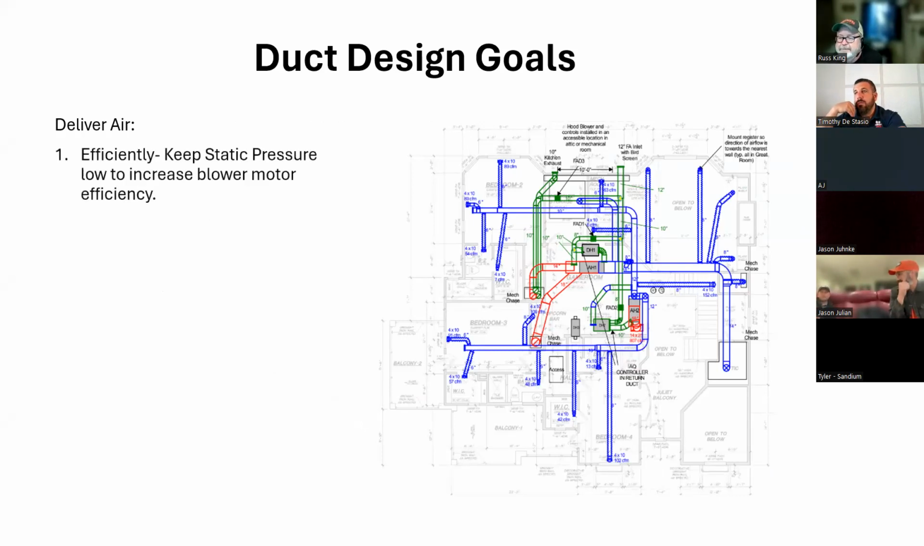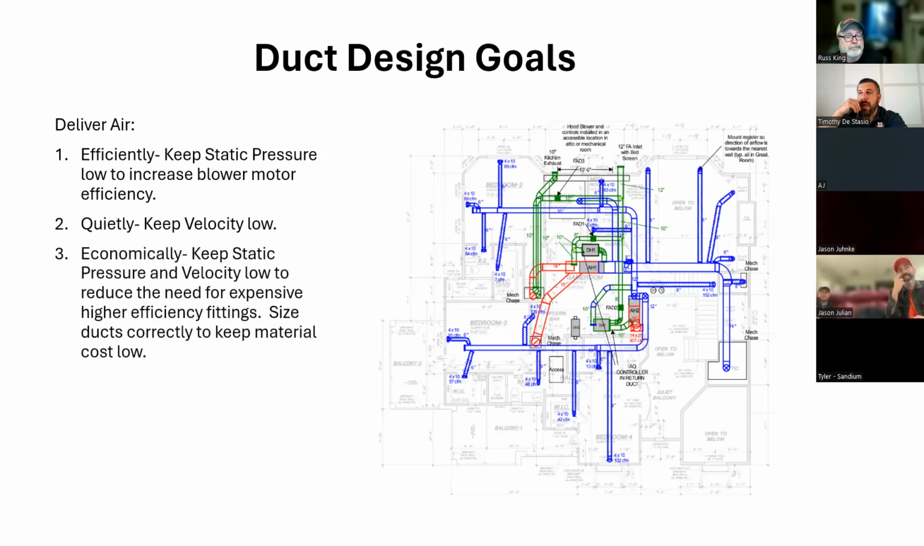So our goals as duct designers is to deliver air efficiently, keeping static pressure, motor amps down, keeping velocity low so that the air coming out of the vents is quiet. And I've got a couple of thoughts about air velocity that Russ kind of helped me to appreciate when we get to that. Static pressure. When we keep static pressure low, things just start to work better. We don't need expensive, high efficiency duct fittings from the sheet metal shop when we can keep our static pressure and our velocity kind of low. And when we don't oversize our ducts, we're not creating more material costs, and so we're more profitable.